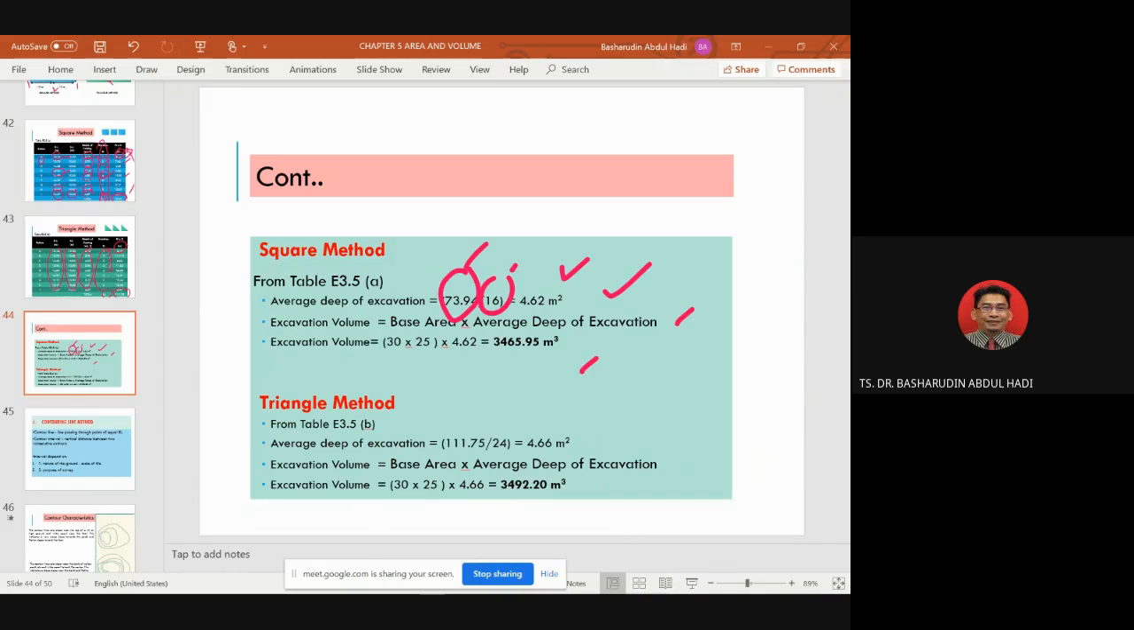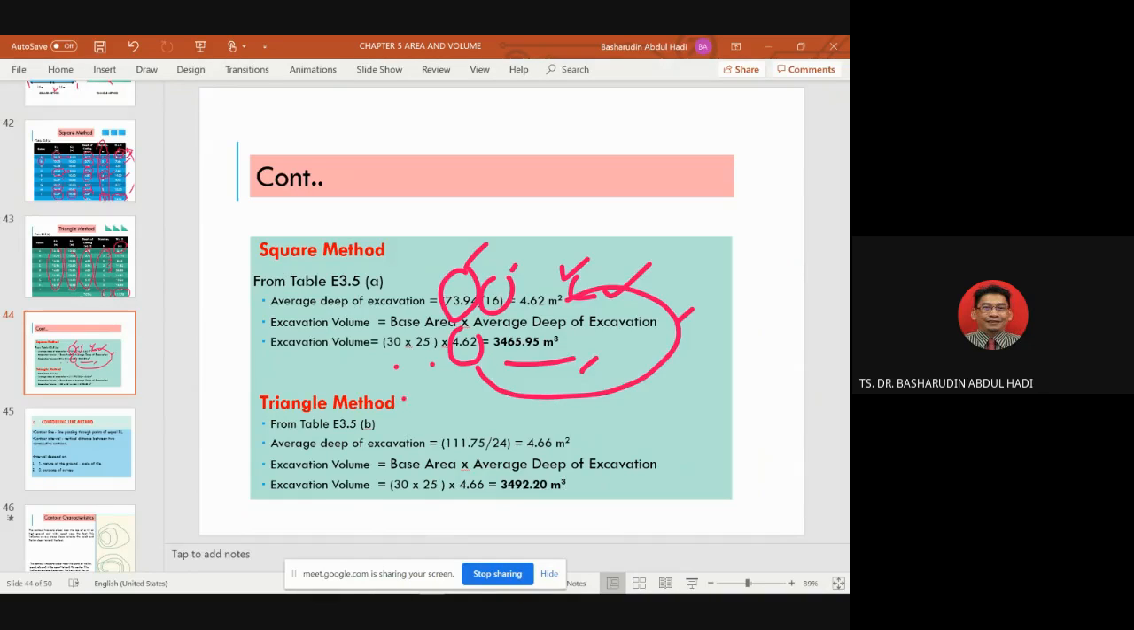So excavation volume is base area times average depth of excavation. That is 30 times 25 times 4.62. So you get 3,465.95 cubic meters of soil. You should excavate and export it out to construct the basin to control the flash floods for the residential area.